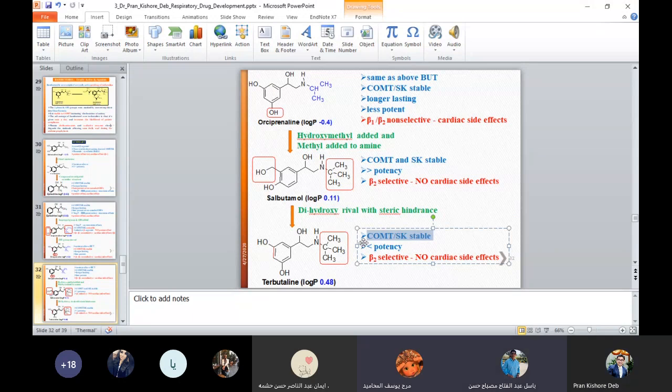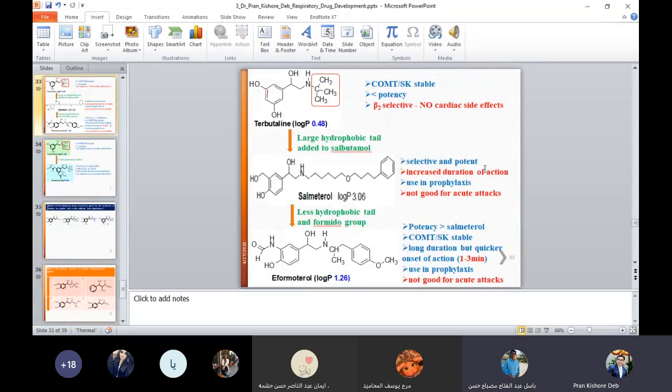Because of the lack of catechol. Moreover, salbutamol can form stronger hydrogen bonding because of the CH2OH. And one common advantage is that both are beta 2 selective, with no cardiovascular side effect. Then from terbutaline came salmeterol. Salmeterol has an increased duration of action, but it is not good for the acute attack. So you remember this one.